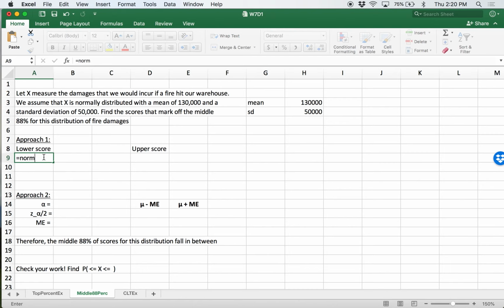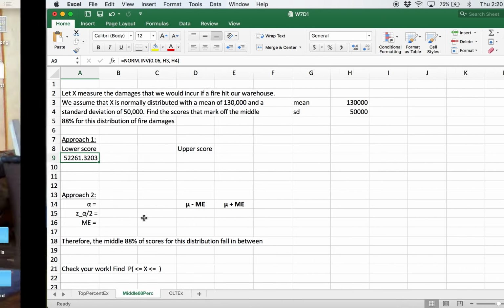So we'll jump in. I'm going to skip the z-score part. I'm just going to do norm.inverse. It asks me for a probability, so I'll do 0.06. My mean here I can cell reference as the 130,000, and my standard deviation I can cell reference as the 50,000. So this would tell me roughly 52,261. This would be where my left-hand score should be labeled.